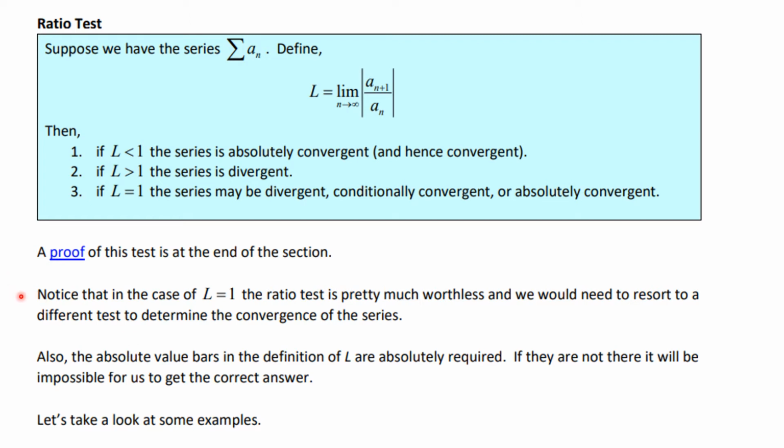You should notice that in the case of L equal 1, the ratio test really doesn't give you a conclusion, and you'll have to use a different test to determine the convergence of the series. Also, it's worth noting that the absolute value bars in the definition of L are absolutely required. If they're not there, it will be impossible for us to get a correct answer. We'll look at an example of this.